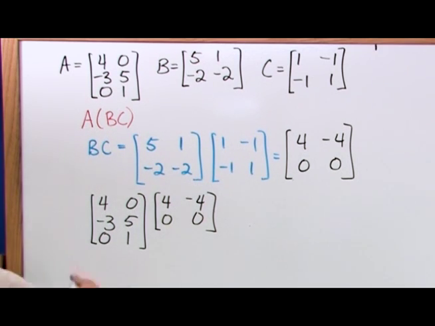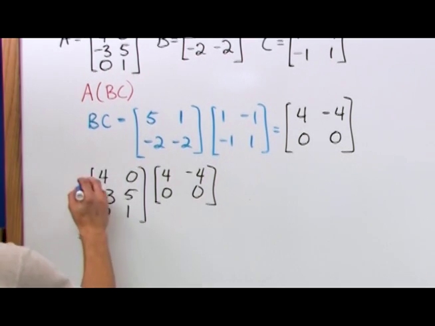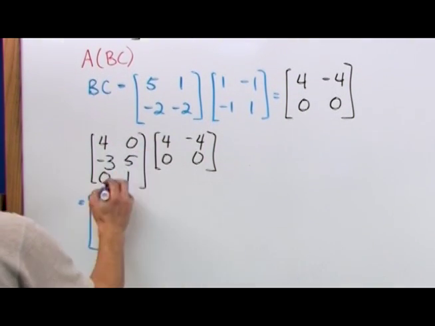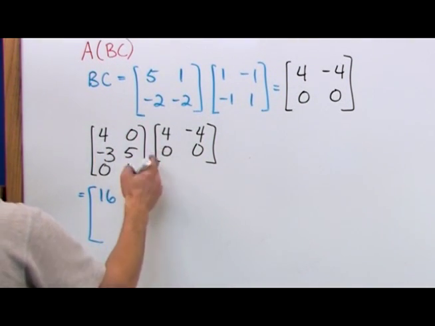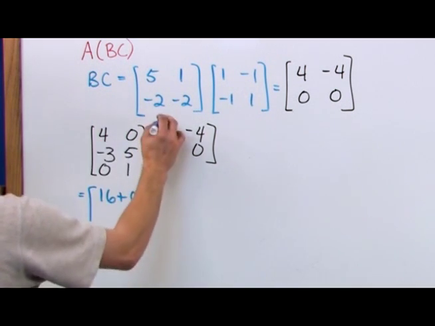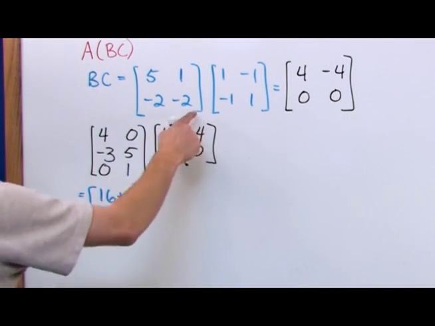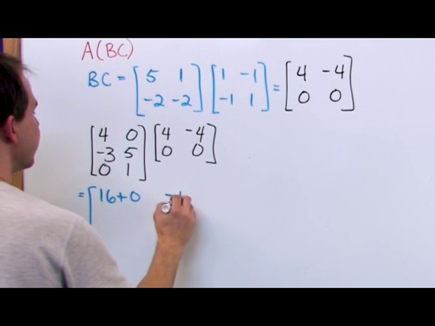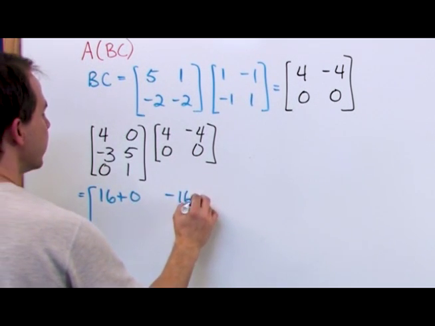Okay, so let's do it, and let's see what we get. Going over and down here, 4 times 4 gives me 16, plus 0 times 0 gives me 0. Over and down. Let's go to the next column. Over and down. 4 times negative 4 is negative 16, plus 0 times 0 gives me 0.